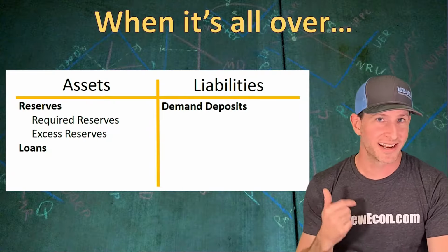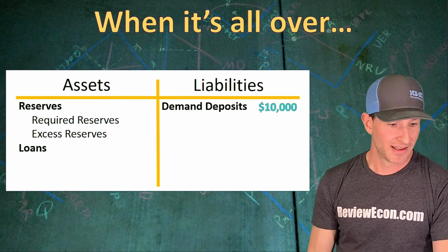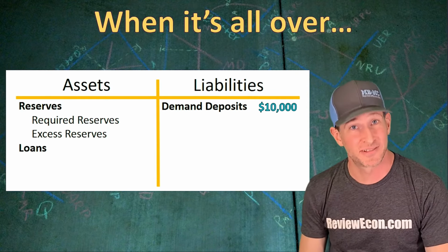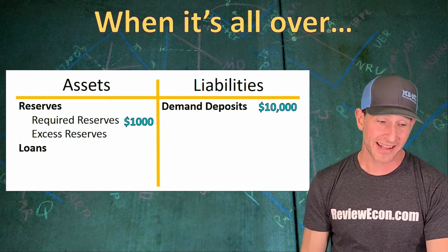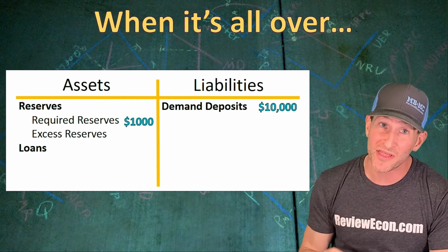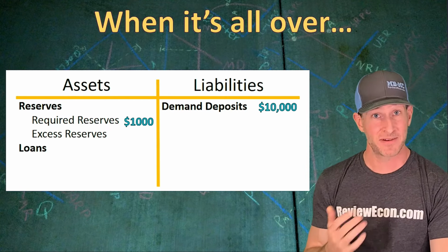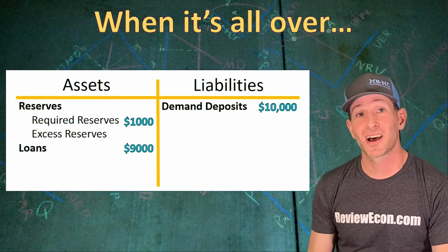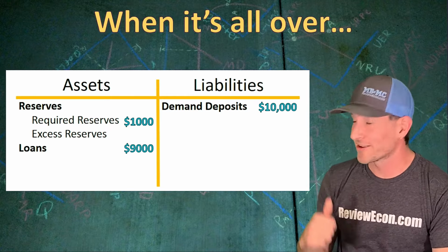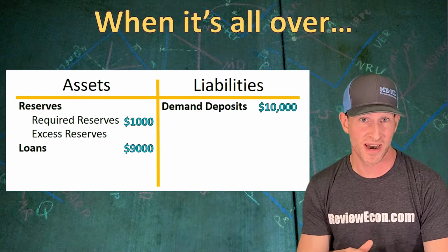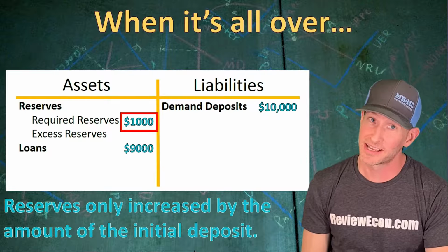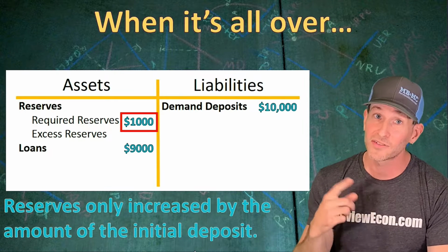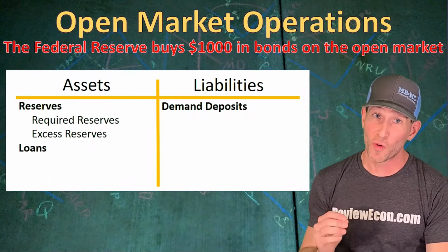Once all the multiplication has happened, here's where we will be. We will have $10,000 worth of demand deposits in the banking system after all of the multiplication. And required reserves will be that $1,000 original deposit made by Terry. And we will have $9,000 worth of total loans. And here is where the banking system equalizes. No more money can be created. And so total reserves have only increased by the amount of the initial deposit, despite all of the multiplication through the banking system.